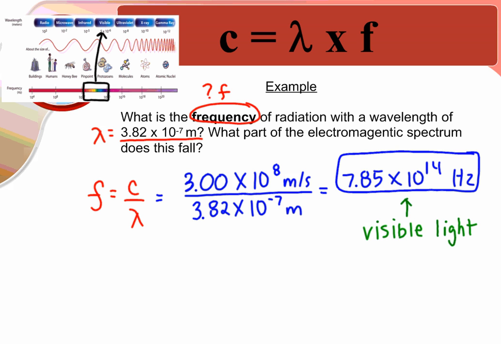Then we can simply plug in our numbers from the example problem. Knowing that the speed of light, which is C, goes on top: 3.00 times 10 to the 8th meters per second, divided by the wavelength that they gave us, 3.82 times 10 to the negative 7th meters. After putting this in your calculator, you get 7.85 times 10 to the 14th hertz. When you look this up on the electromagnetic spectrum, you can see this falls in the visible light range.